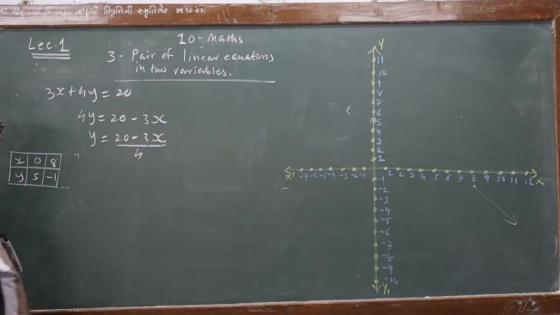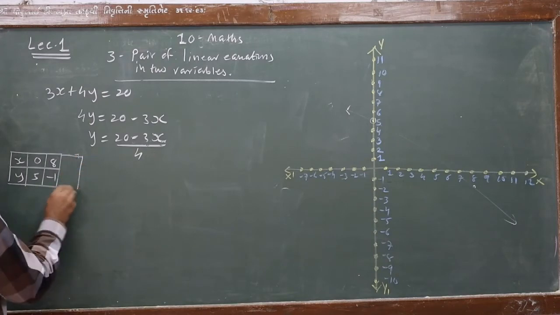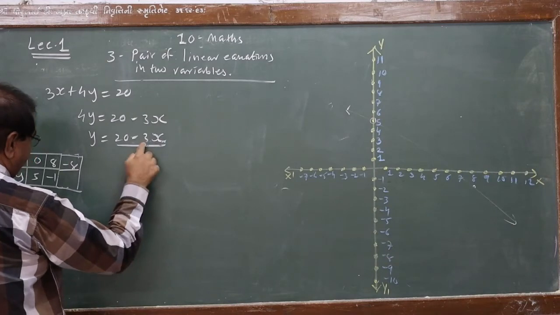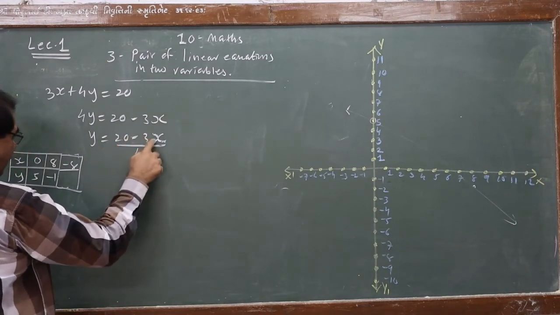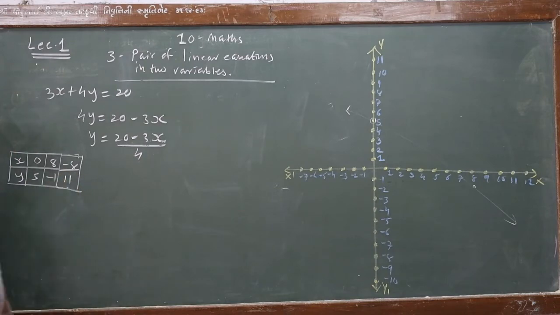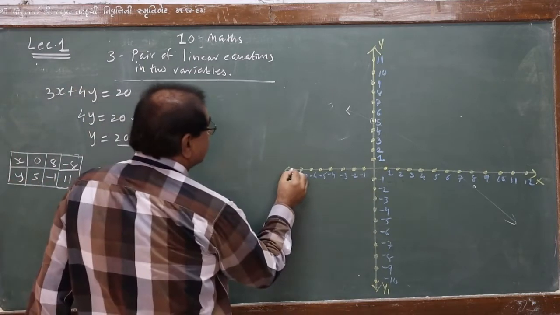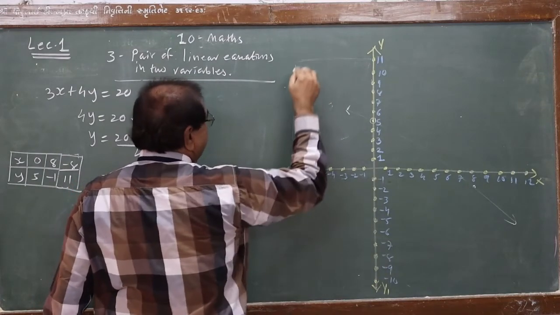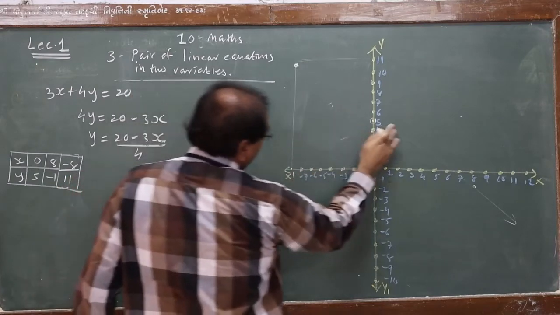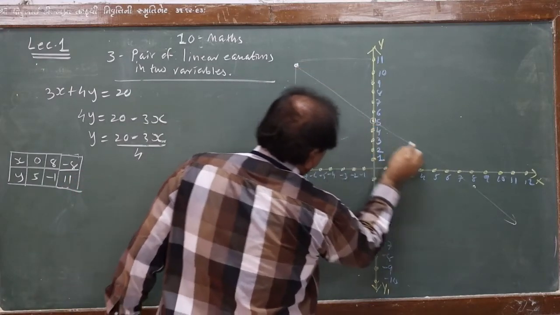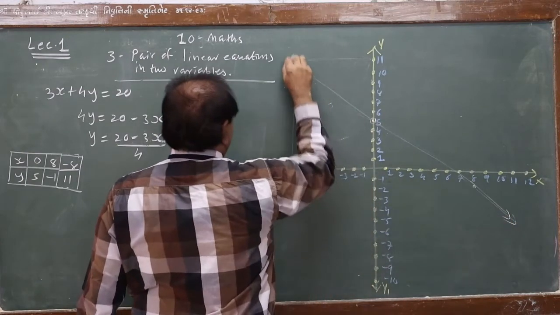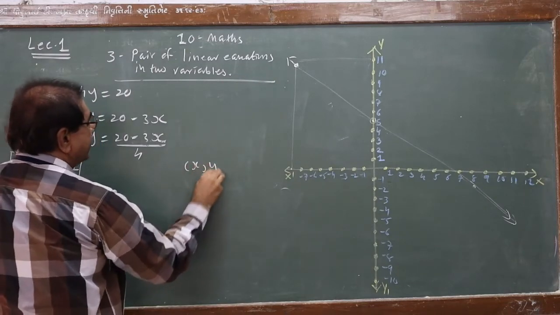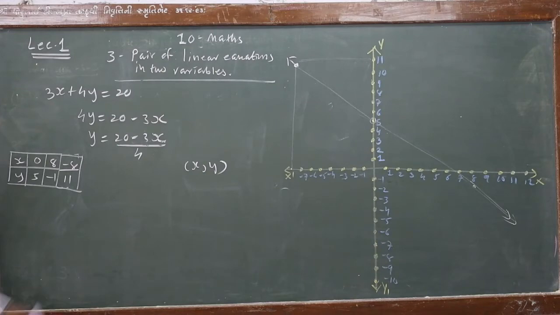Okay. So one thing is very much clear. You can take one more point. Suppose I take minus 8. So minus 8 into 3 is minus 24, so 20 plus 24, that is 44. 44 upon 4 is 11. So the point is minus 8, 11, and it is somewhere here. I am drawing approximately, so maybe my drawing is not coming out properly, but this can also be on the same line. Got it?